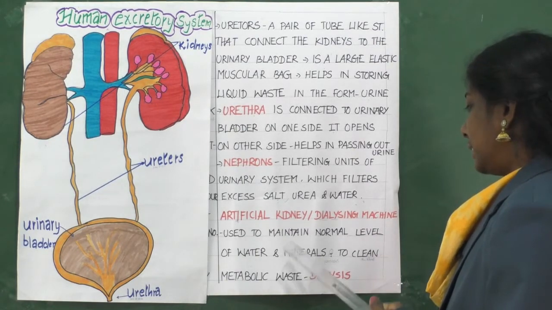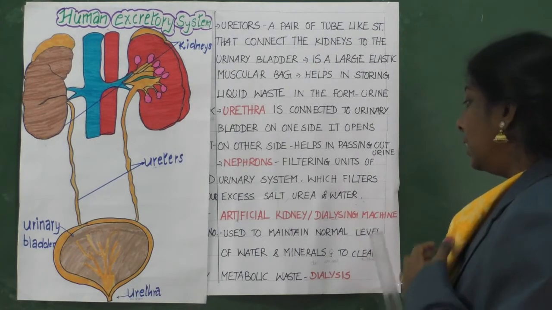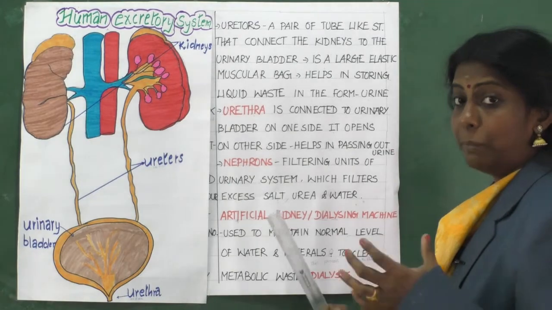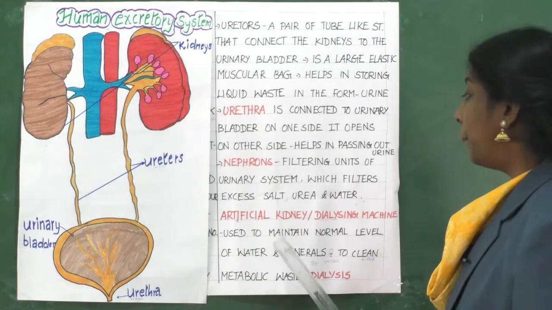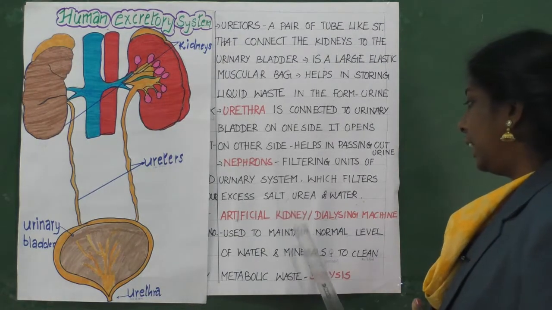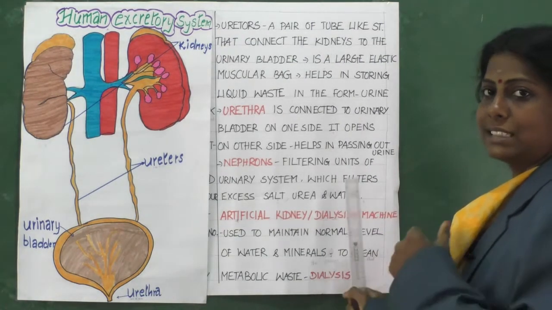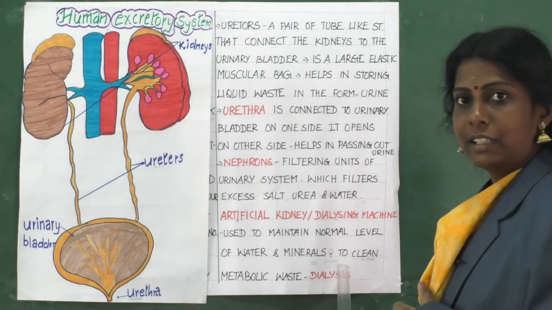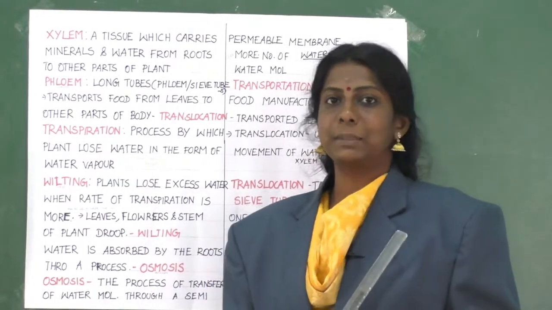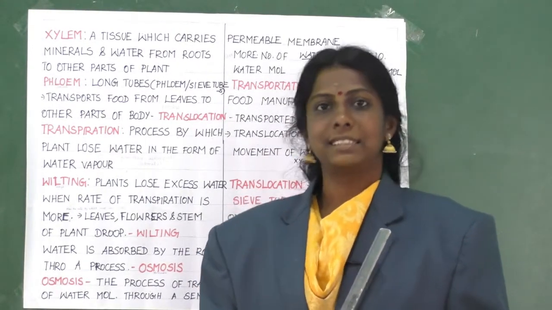It is used to clean the blood which has metabolic waste. So the blood is purified by this dialyzing machine or artificial kidney, and that process of purifying the blood is said to be dialysis. Clear, children? Yes.